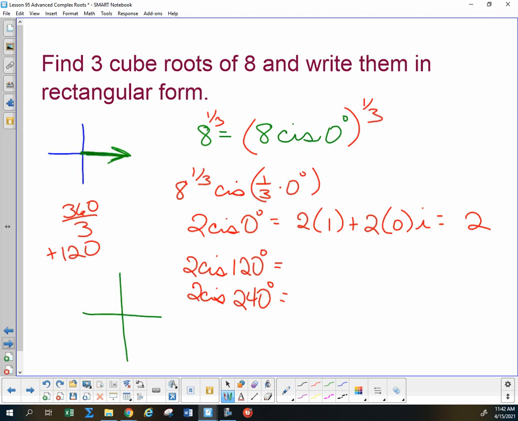If we are talking about the 120 degrees, we're up high in the second quadrant. Cosine is the x coordinate, sine is the y coordinate. What is the cosine of 120 going to be? Say that again a little bit louder. The cosine's negative a half in that second quadrant. And what is the sine? Root 3 over 2. So that means that we have negative 1 plus root 3 times i.